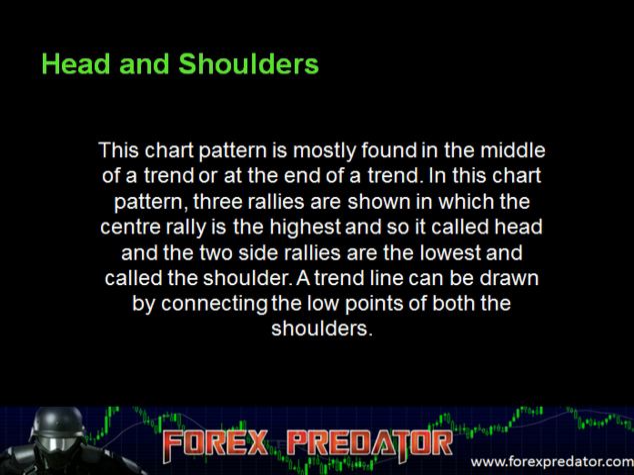The chart pattern is mostly found in the middle of a trend or at the end of a trend. In this chart pattern, 3 rallies are shown, in which the center rally is the highest, and so it's called the head, and the 2 side rallies are the lowest, called the shoulders. A trend line can be drawn by connecting the lower points of both the shoulders.